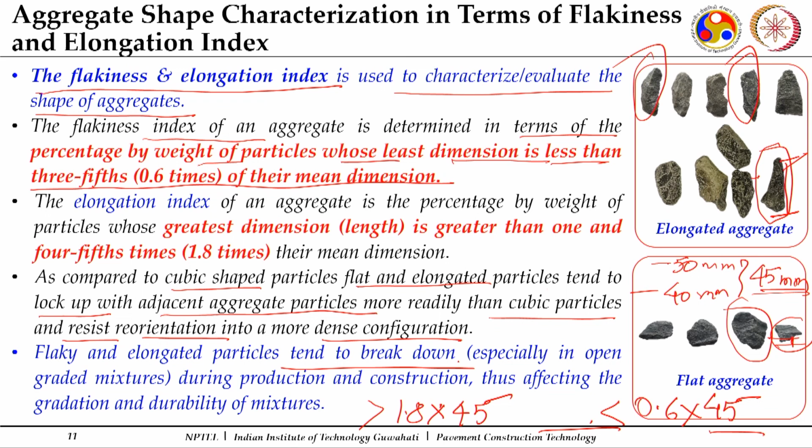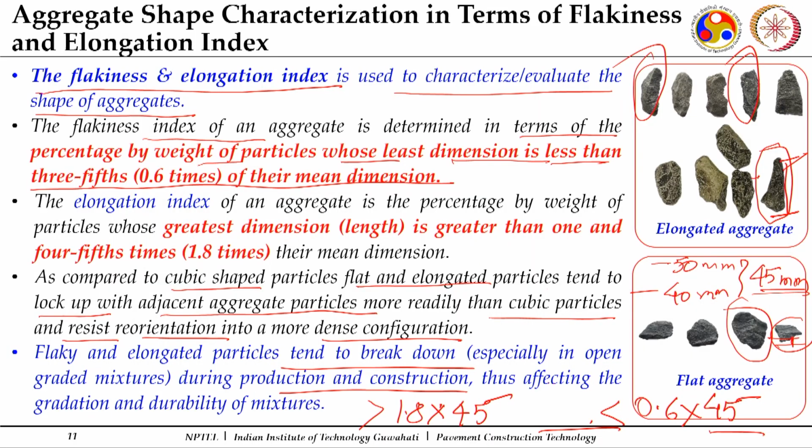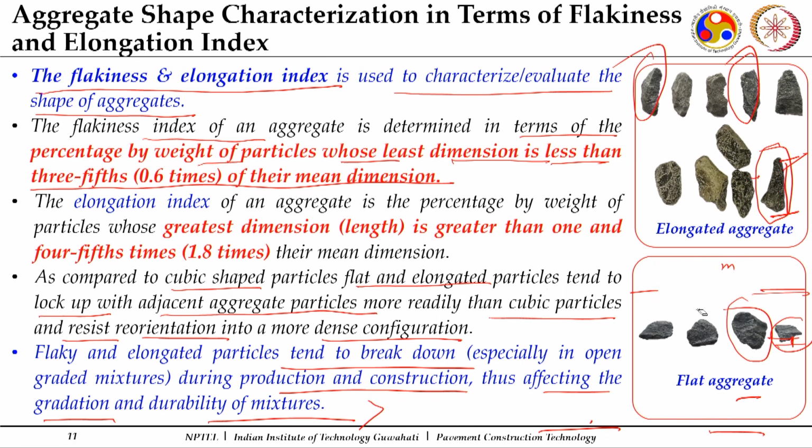The other thing is they can break down, especially when you have open graded mixes, where, as we have seen, the share of these coarser aggregate particles may be around 90%. So, there are more chances that these aggregate particles break down during production and construction, thus affecting the gradation and durability of these mixes. This is an important aspect which needs to be taken care of in terms of the flakiness and elongation index.